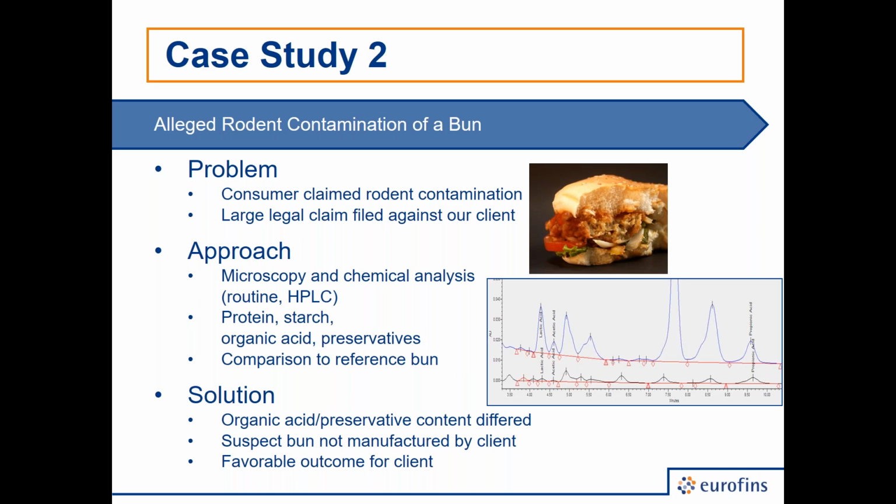Our job was to determine, A, was it a rodent artifact, and B, this fast food manufacturer sourced buns from 3 different companies. How do you tell hamburger bun A from B from C? We did a combination of microscopy and chemical analysis, both with HPLC, protein and starch characterization. Really, the organic acid profiles told the difference. You can see the chromatographs up above illustrate differences in the organic acid profiles, also the morphology in terms of the little nooks and crannies in the buns.